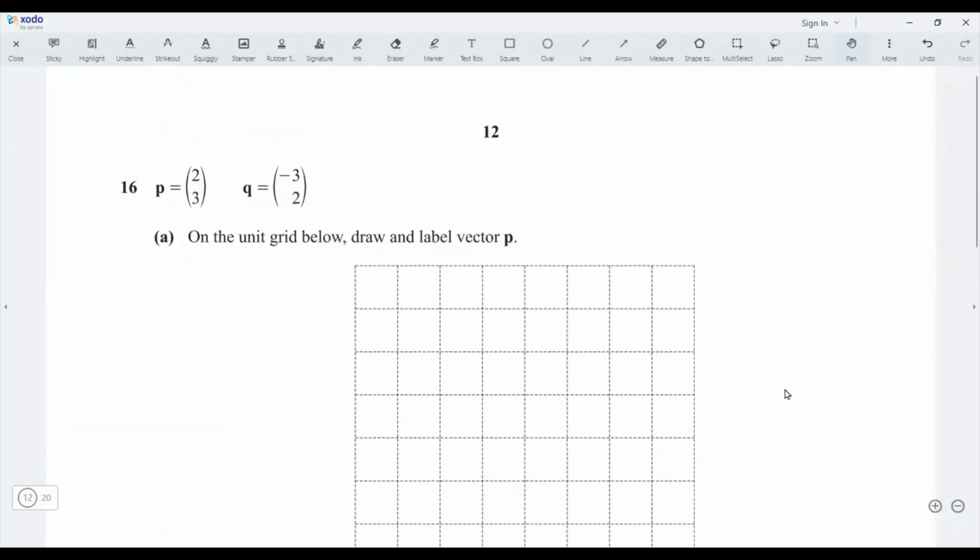So it is related to vectors. So how to solve vectors? You can say the column vectors of these two vectors are given, and the grids are also given, and we have to label that vector p. How can we label that vector p? Look at the vector p.